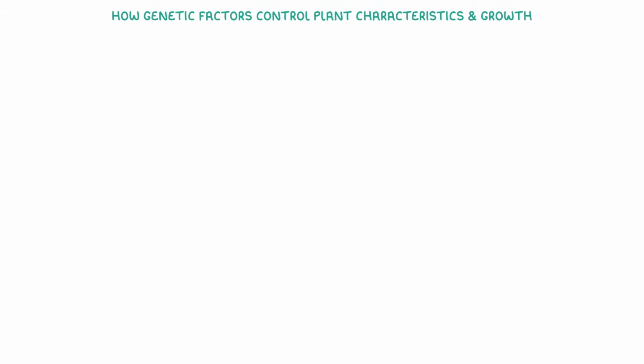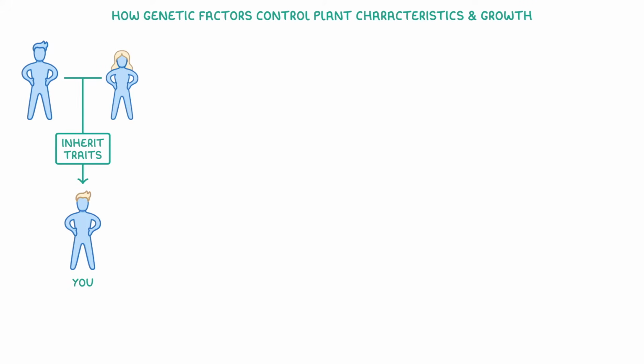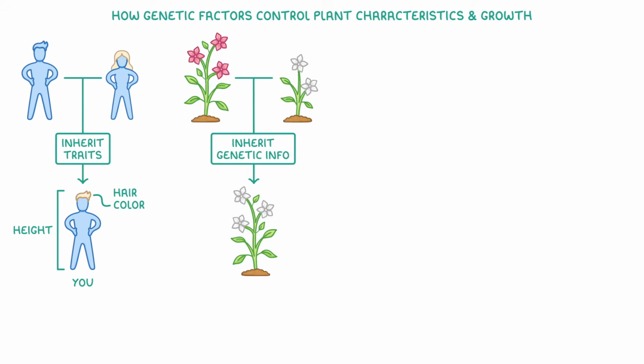Let's start by exploring how genetic factors control plant characteristics and growth. Just like how you inherit traits from your parents, say your mom's hair color or your dad's height, plants also inherit genetic information that determines many of their characteristics.